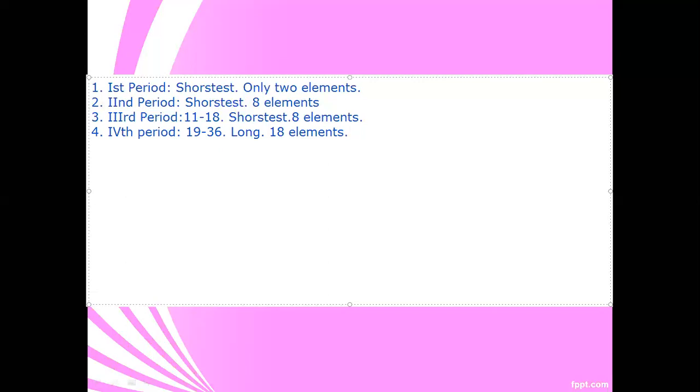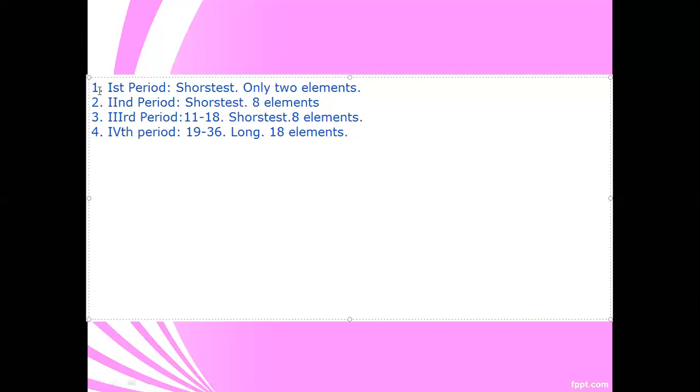Potassium to krypton. The fourth period contains potassium, calcium, scandium, titanium, vanadium, chromium, manganese, iron, cobalt, nickel, copper, zinc, gallium, germanium, arsenic, selenium, bromine, krypton. So the fourth period contains totally 18 elements. So this is called a long period.